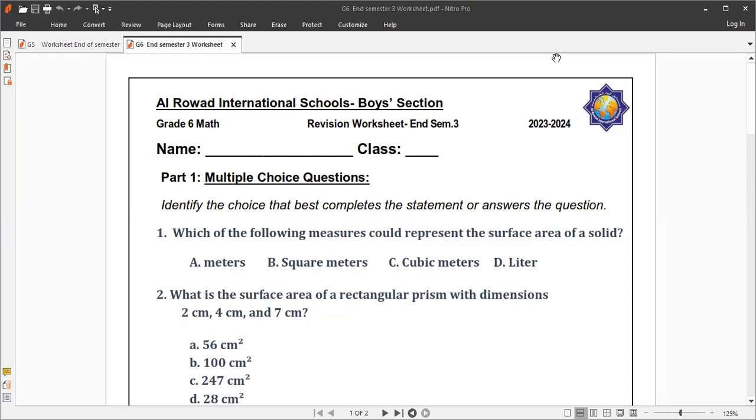How are you, everyone? Today we're going to discuss this worksheet for semester 3, for the quiz, the second quiz of semester 3 for grade 6, of course. Here we start. Question number 1, of course, the first part is multiple choice. Which of the following measures could represent the surface area of a solid?